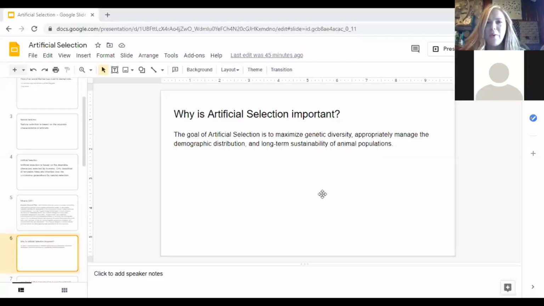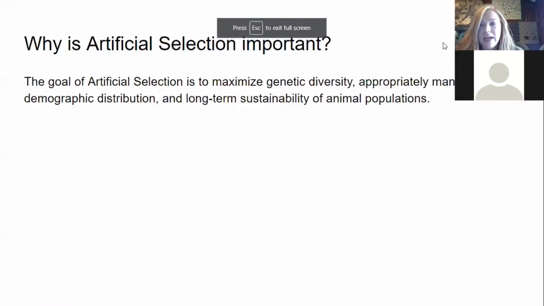Okay, so artificial selection is important because it's going to allow for us to increase or manage populations so that they are stable. Like I had mentioned before, we actually manage populations of red wolves. So we currently have 2 red wolves here. We have Ghost, who is our male, and Wea, who is our female.